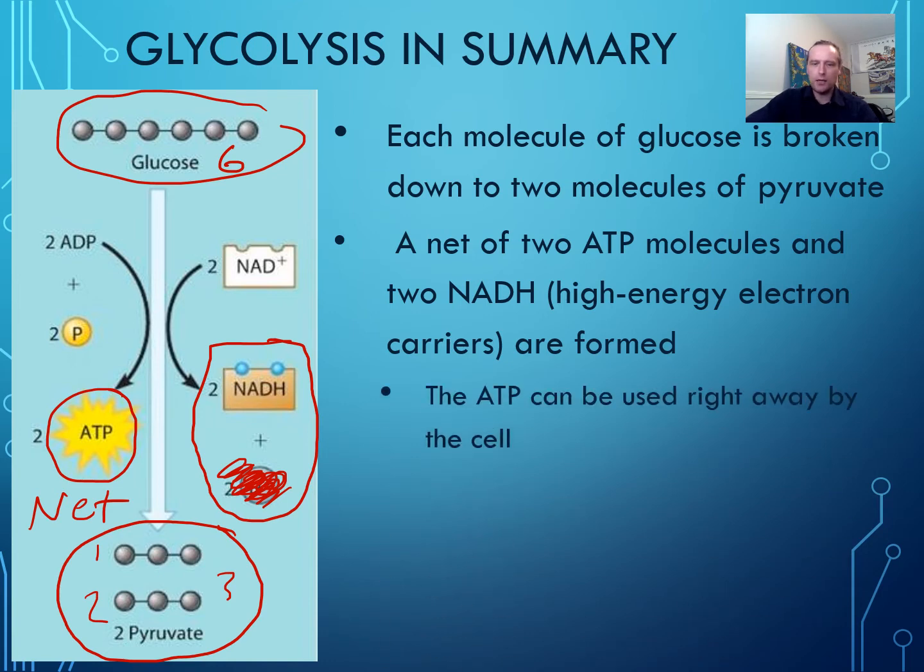The ATP can be used right away by the cell to do whatever it needs to do, and the energy will be used later on to help make a high yield of ATP in the electron transport chain inside of the mitochondria. Very similar to photosynthesis and what goes on there in the electron transport chain.